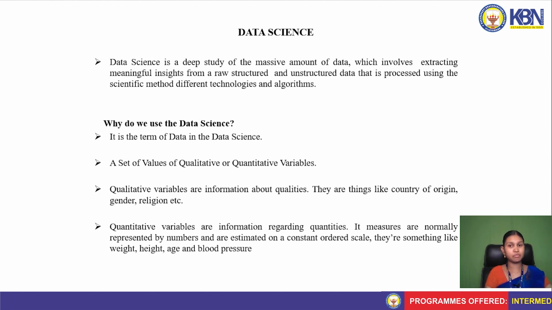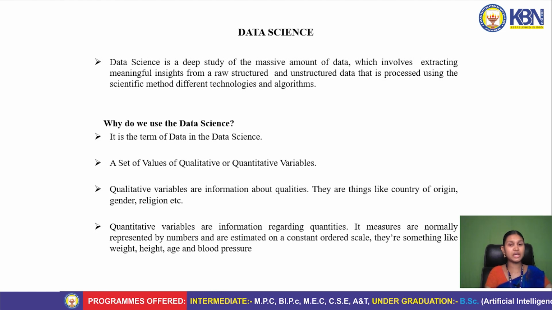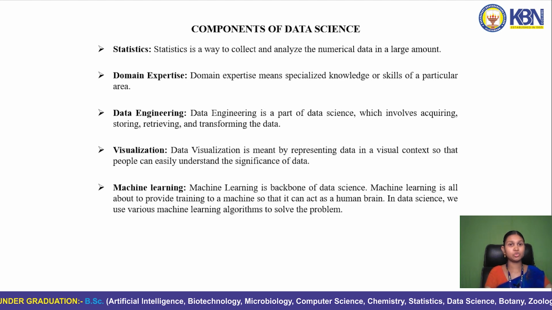Let us see the examples. Origin, gender and religion are examples of qualitative variables. Next, coming to the second category, quantitative variables. These also carry information, but this information is normally represented by numbers. It means we are taking a person's weight, height, age and blood pressure.